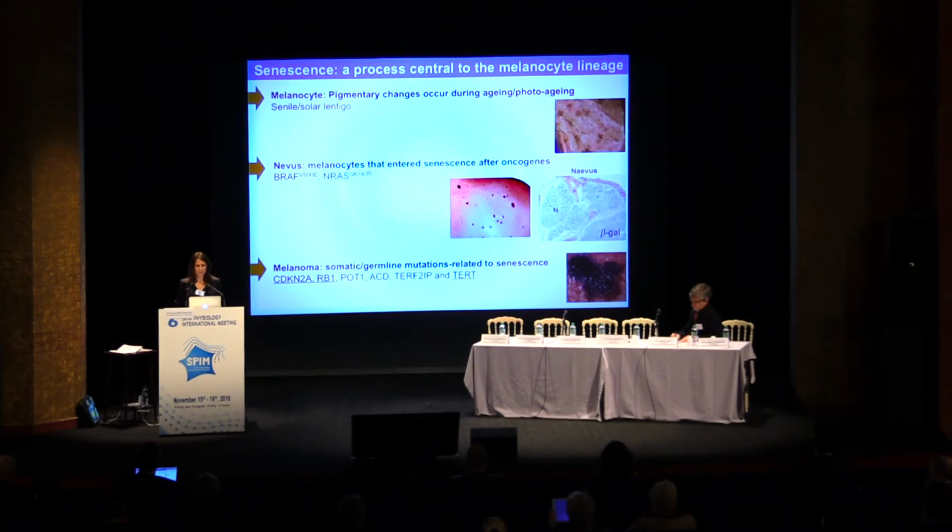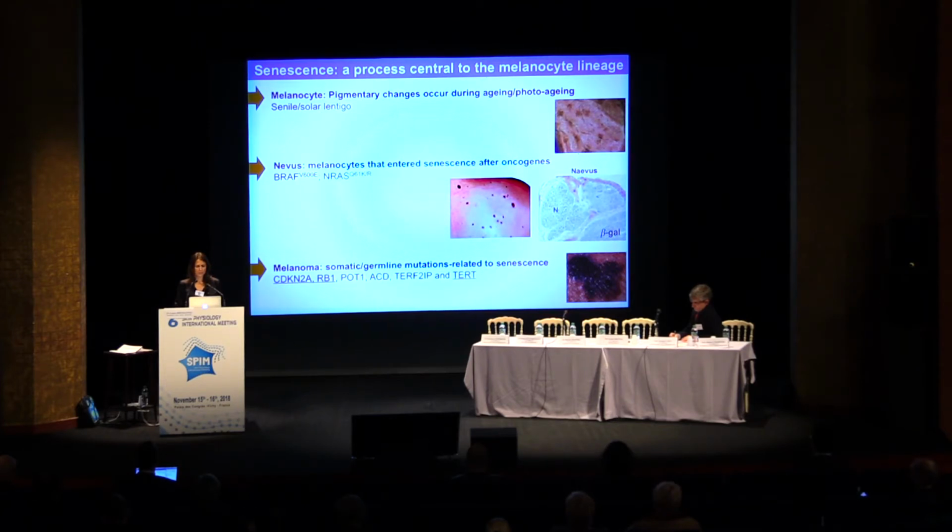From melanocyte to melanoma, the process of senescence seems to be central in the melanocyte lineage. In melanocytes, several pigmentary changes occur during aging or photoaging because UV is a well-known skin aging factor. Here is a picture of senile lentigo, which is also called solar lentigo or age spots. These are hyperpigmented spots that often develop on sun-damaged skin of the face or on the back of the hand, for example.